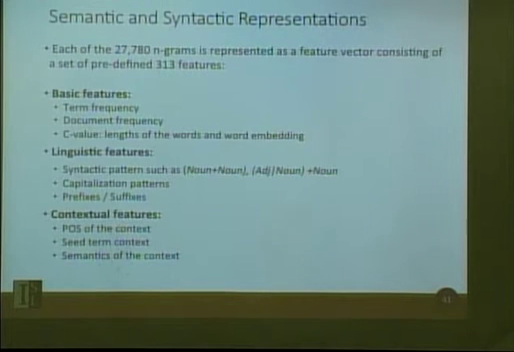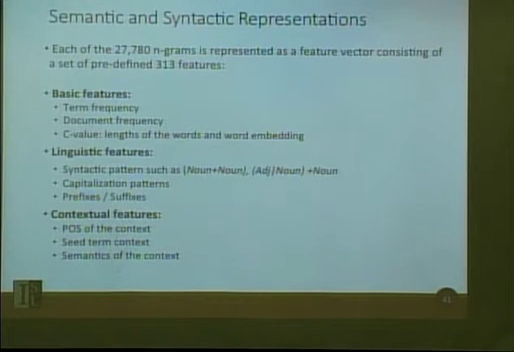And for the linguistic features, we want to understand the linguistics in terms of whether it's a noun, a verb, etc. So we leverage the syntactic pattern. We use POS tagging, part-of-speech tagging, to tag the n-grams to understand their position in a sentence, whether it's a verb or a noun, and we identify the patterns in terms of the combinations of different POS tags. And then we also use a capitalization feature.